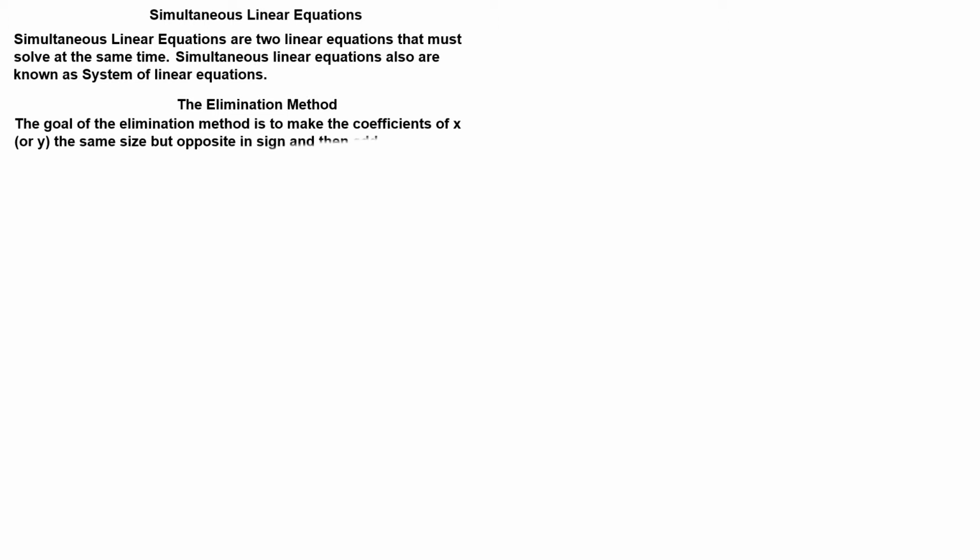The elimination method. The goal of the elimination method is to make the coefficients of x or y the same size but opposite in sign, and then add the equations. This has the effect of eliminating one of the variables. Let's solve this system of equations.